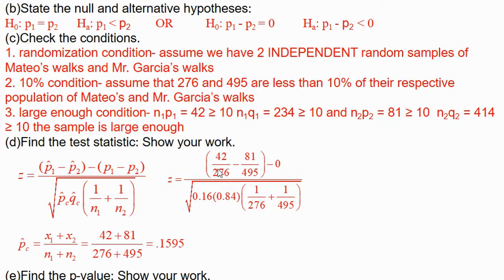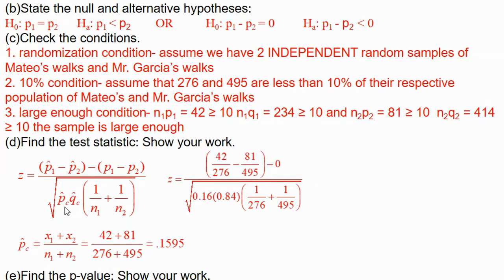42 over 276 is the proportion of times Mateo fell over in the sample. So p-hat 1 minus 81 out of 495 is the proportion of times Mr. Garcia fell over in his sample. So p-hat 1 minus p-hat 2 minus 0, because like I told you, you assume that the difference p1 minus p2 is 0. So that should always be 0.